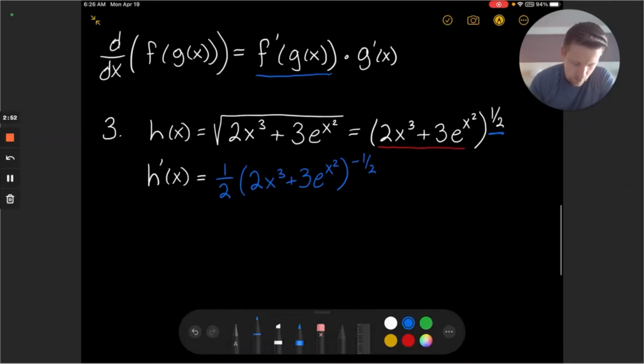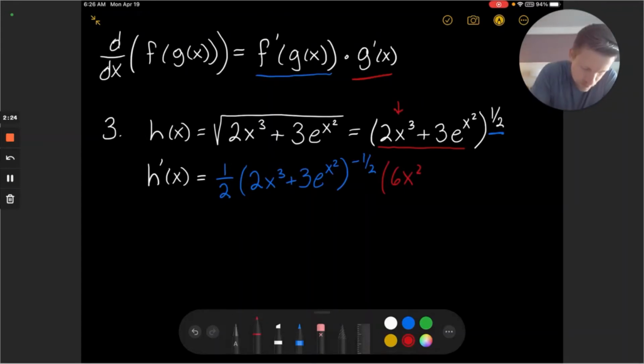Now we can consider our inner derivative, which is g prime. We'll do this in red. The inner function here has really two terms to take. The 2x cubed is just another power rule. So this inner derivative will start with 6x squared. That's the derivative of our first term.